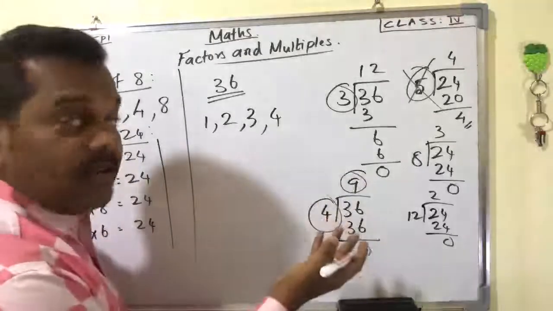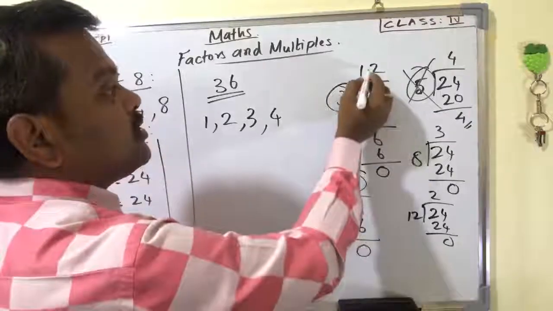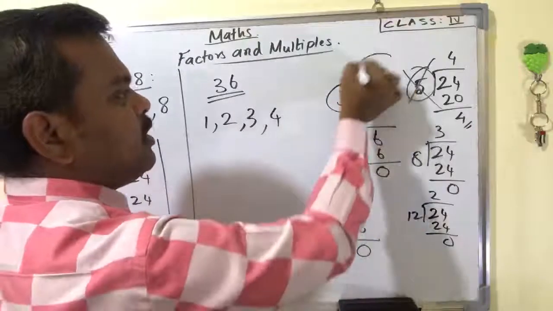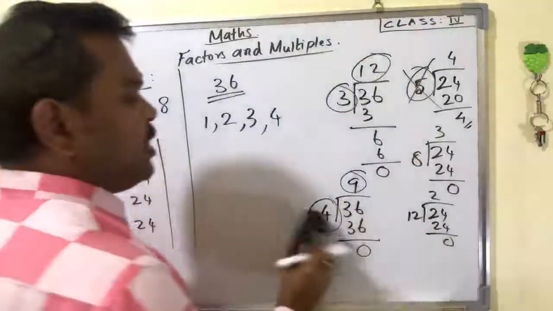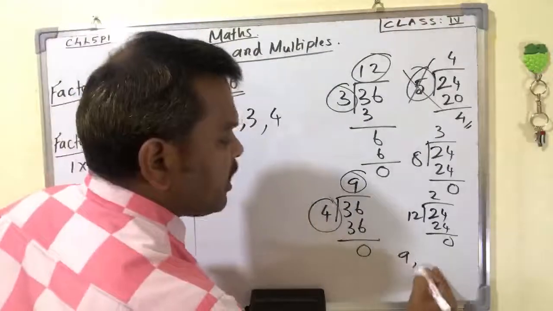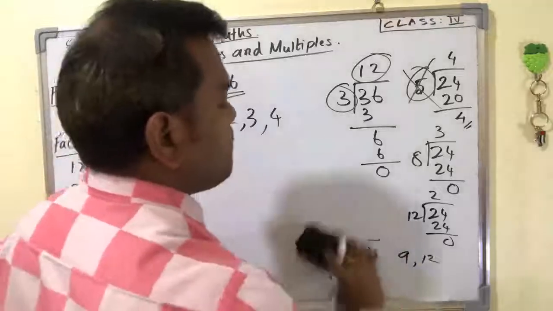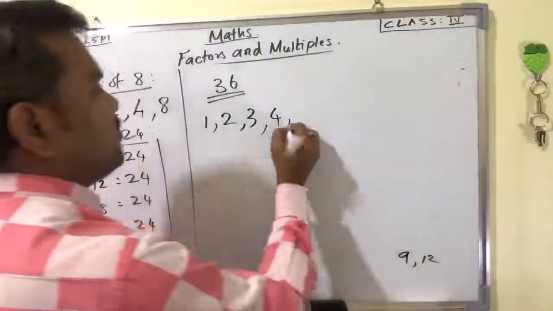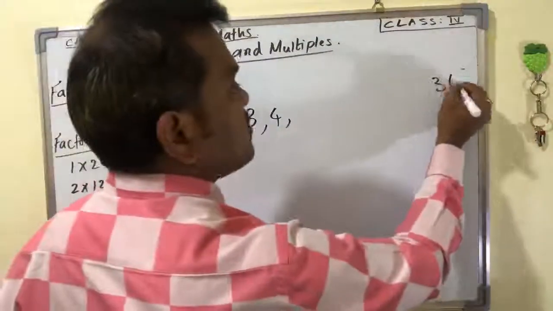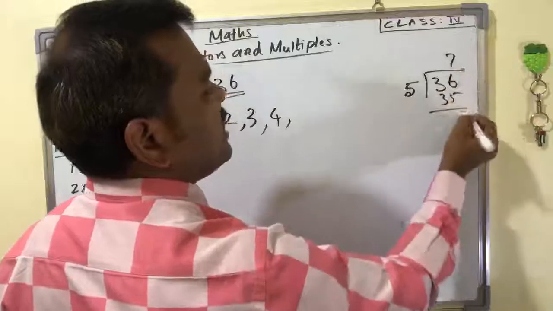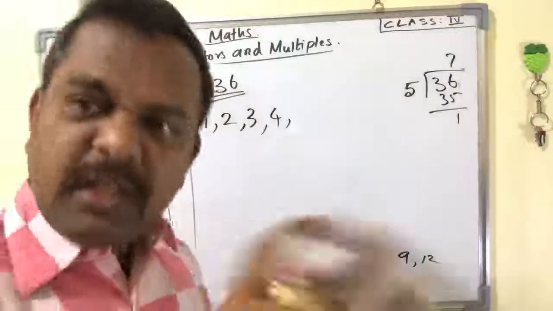Look here also. 12 3s are 36. 3 is a factor, 12 is also a factor. I will find here, no problem, for your understanding. Keep it in your mind, 9 and 12 are also factors. Next, 5. 36 by 5. 7 5s are 35. Balance 1. 5 is not a factor.